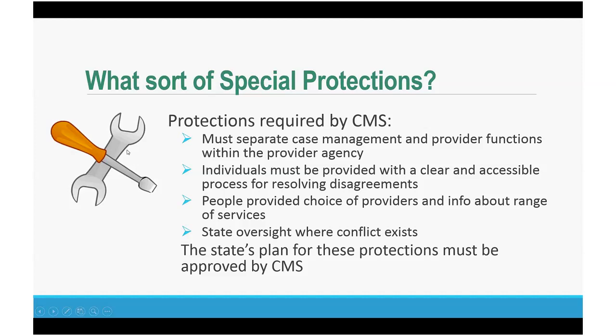So anyway, if we were going to suggest a proposal to CMS for their approval that included any option where a person could receive their case management and direct service in the same agency, we would have to submit a plan that describes how we're going to address all of these 4 protections that are required, and then CMS would have to approve our plan. So ultimately, they are the deciders about whether our plan is sufficient to reduce conflict of interest.